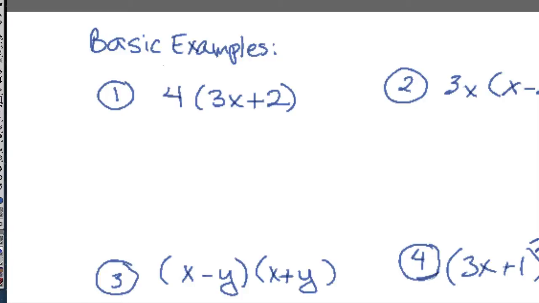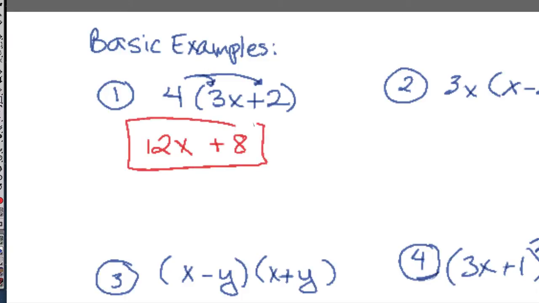So here, if I take the 4 and multiply it times both of these, let's go ahead and switch to red. You're going to get 12x plus 8. And there are no like terms. This is an x term, this is a non-x term, so we're done. Wasn't too bad.